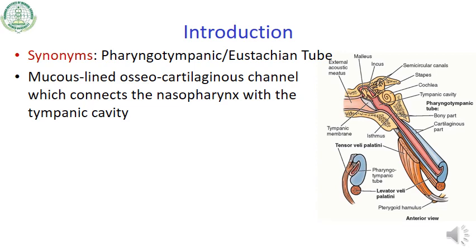It is lined by mucous membrane, and structurally you can see here in this diagram it is partly osseo, that is bony, and it is partly cartilaginous. So you can say it is an osseo-cartilaginous channel which connects the nasopharynx with the tympanic cavity. So this is a tympanic cavity.